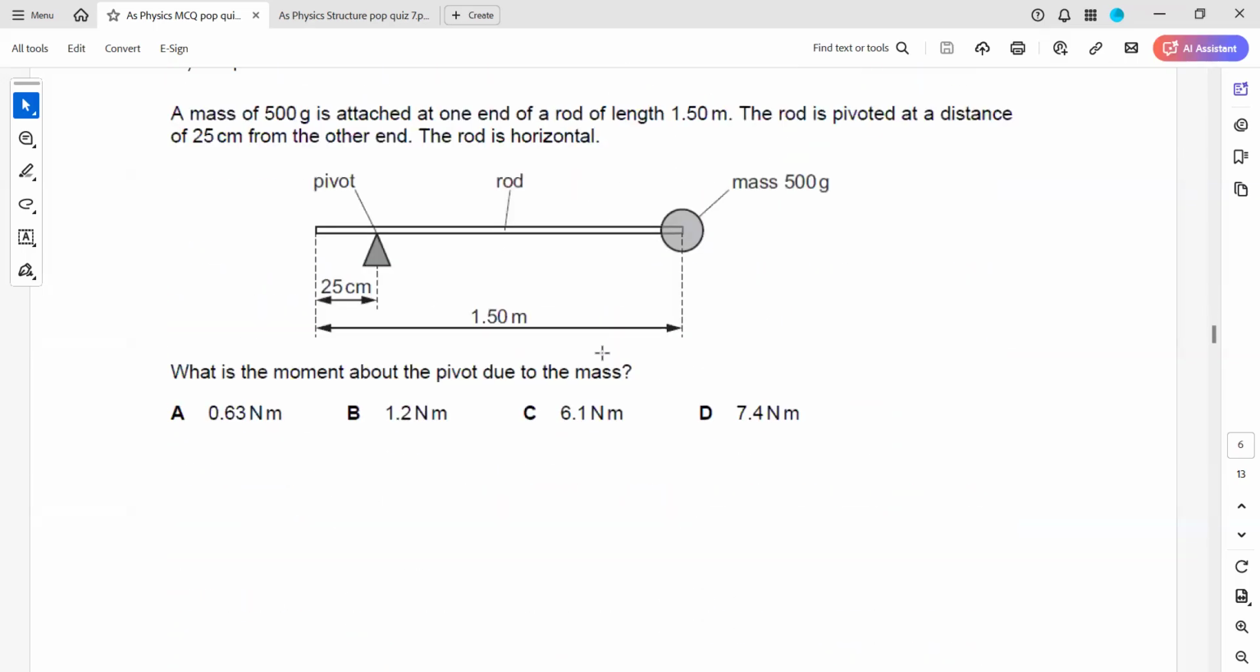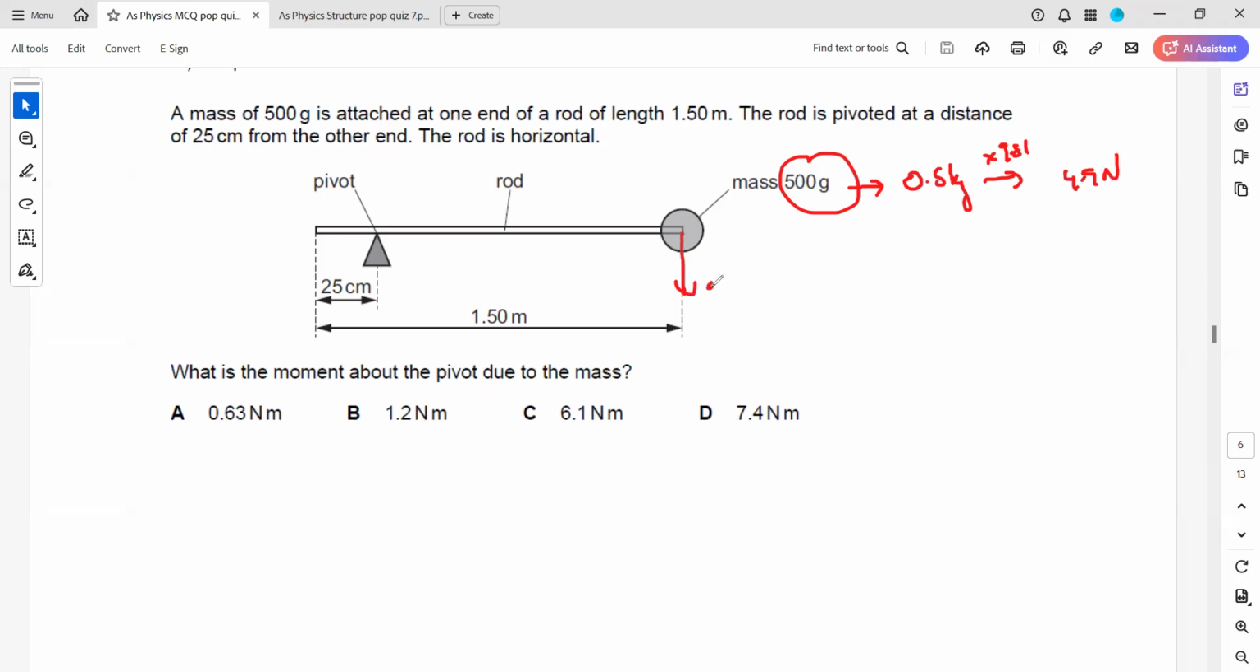In question 12, you need a turning effect. The mass is given as 500 gram. First, I have to convert into kilograms, so it will be 0.5 kg. Because moment is force into distance, I need a force. So what is the force here? It will be the weight, so we multiply by 9.8. So 0.5 times 9.8 is 4.9. So 4.9 Newton is the weight.